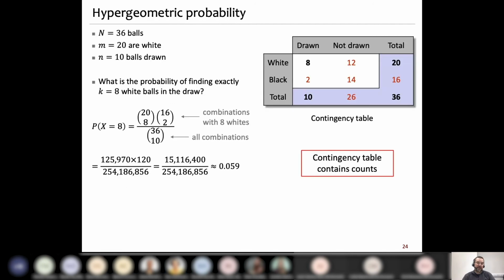And here we come to something which is called hypergeometric probability. Have a look at this bigger example where we have 36 balls, 20 of them are white, and 10 balls are drawn. And we want to know the probability of finding exactly 8 white balls. We use the same formula as before. Here are combinations with 8 whites, and here are all possible combinations. And if your counts are larger, these numbers get very, very large very quickly. You can see here there are over 254 million possible selections of 10 balls out of 36.